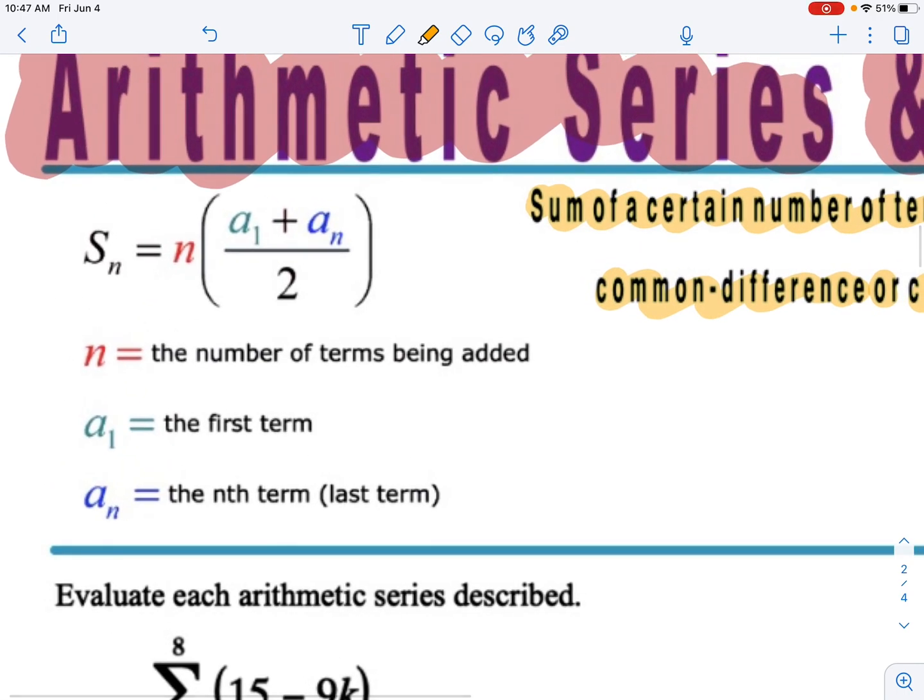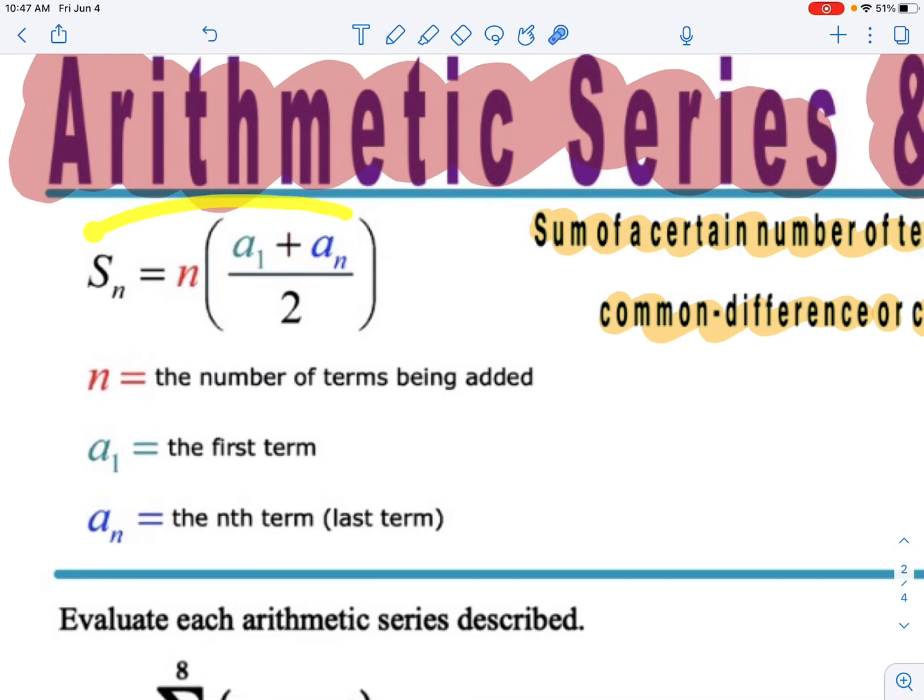So, first thing we're going to do is arithmetic series. And this is the formula we're going to use to find the arithmetic series, the sum. What happens when we add all of those numbers together. There are certain things that we need to know. n is the number of terms we're going to add, so how many numbers are being added. a1 is the first term in the order, and an is the nth term or the last term in the order, okay? The number of terms is n. The first term is a1. The last term is an.